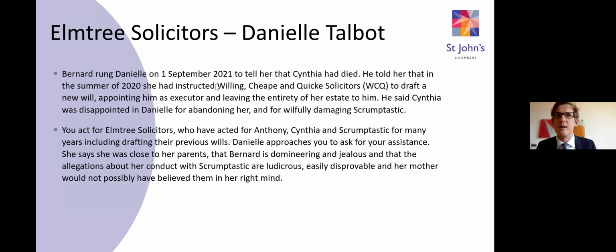But in summary, I think the key ones are the first four: capacity, want of knowledge and approval, undue influence, fraudulent calumny, and an Inheritance Act claim. And those are the ones that at this very early stage you should have at least half an eye on, and should be looking to investigate.